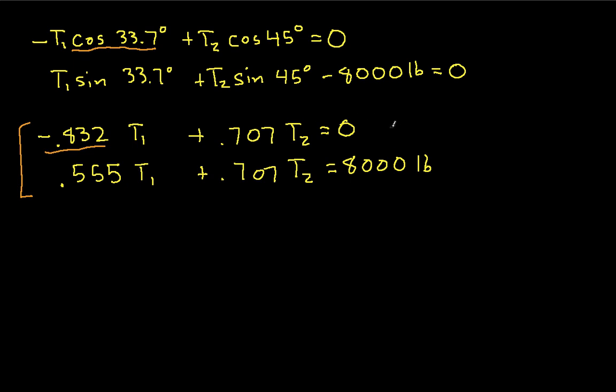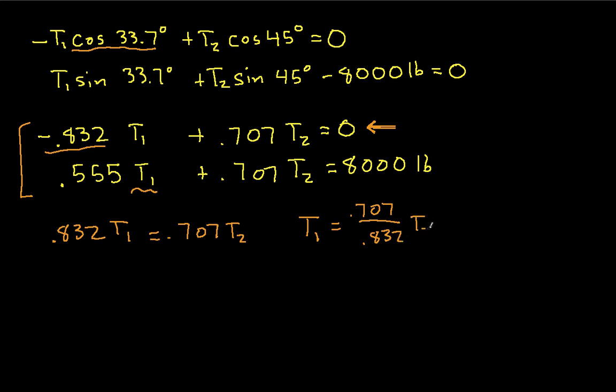So it looks like the easiest thing to do here would be to use this equation to solve for T1 in terms of T2, then plug the expression for T1 in here, solve for T2, and then go back and solve for T1. If I take the top equation and solve it for T1, the first thing to do would be to put the T1 and T2 on opposite sides of the equal sign. When I do that, I get 0.832 T1 is equal to 0.707 T2, which means that T1 is equal to 0.707 over 0.832 T2, and when I solve that, I get 0.850 T2.